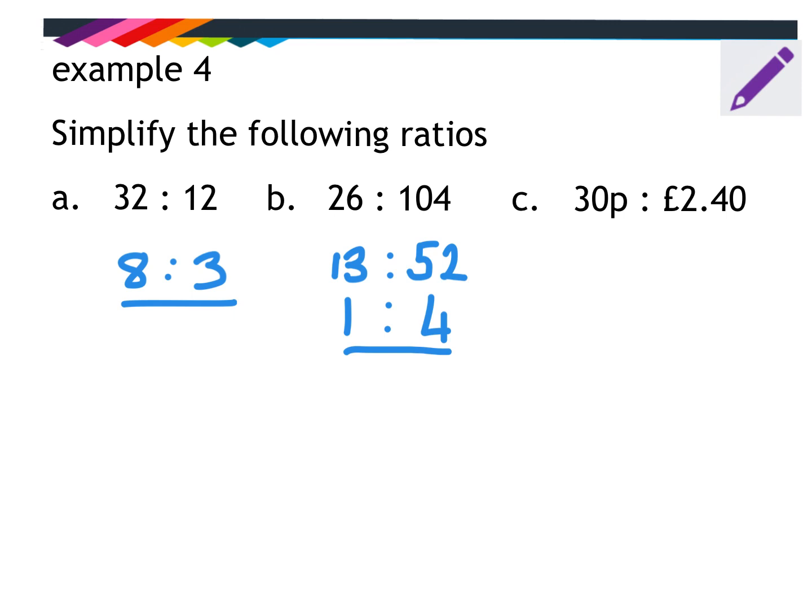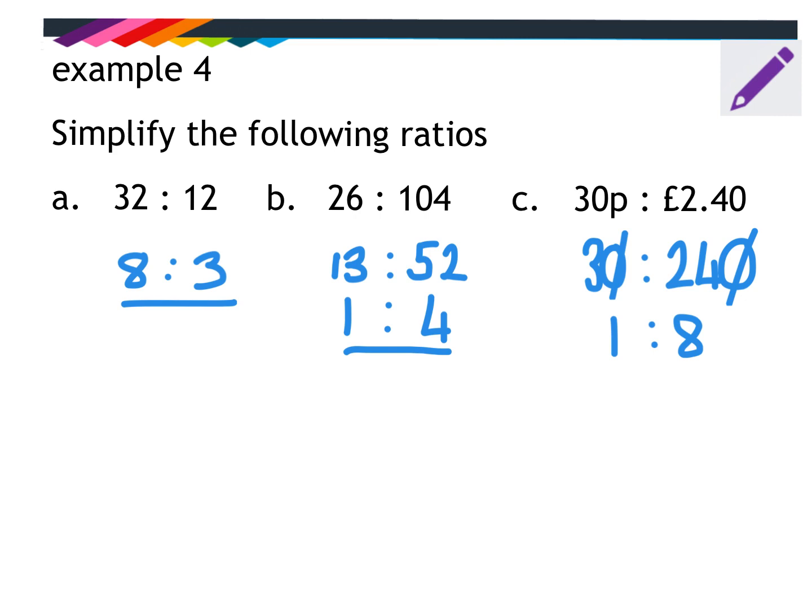And then my last one is just to show you, I mentioned about units earlier. If they weren't the same units, you have to make them the same. So I'm going to turn all these ones into pence. And it becomes 30 to 240. I can then cancel out a 0 to make my numbers easier. 3 and 24 both divide by 3, so that would give me 1 to 8.